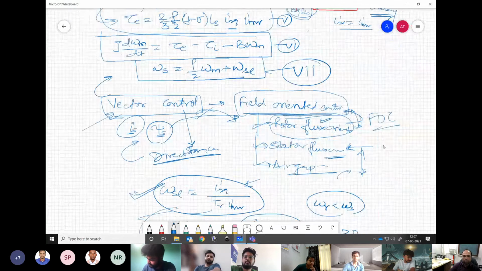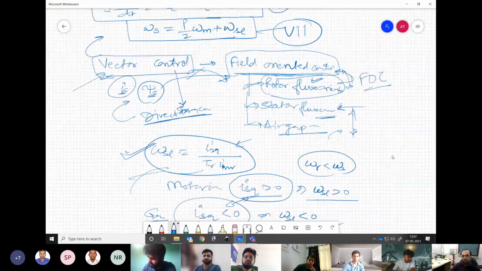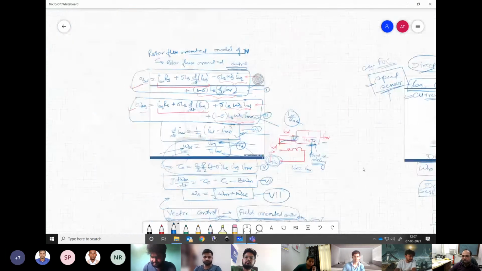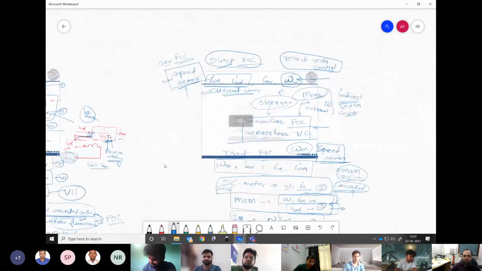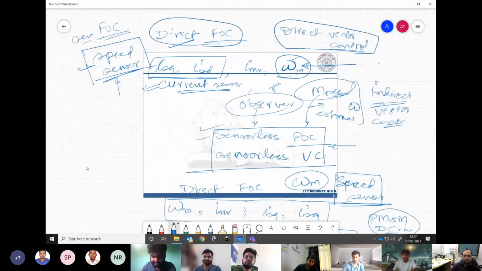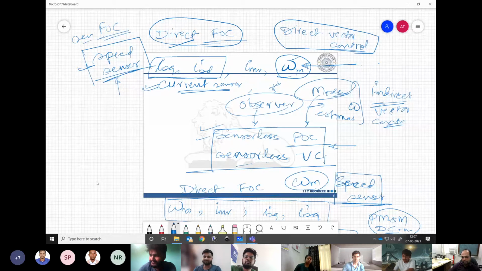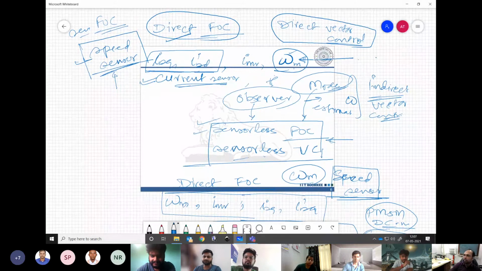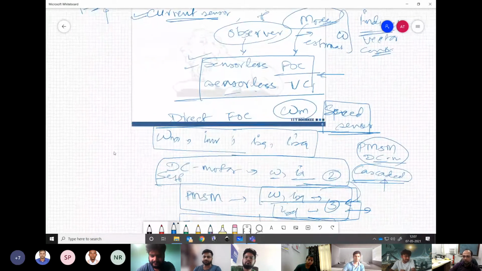Then we have understood the meaning of vector control, then field oriented control, and in that we are discussing the sensorless vector control, the direct vector control. So after that we will go for sensorless vector control. The difference between direct and indirect, or sensored and sensorless vector control, is the sensing of speed. All the other things are common. Whether we are sensing the speed or not, that is what matters.